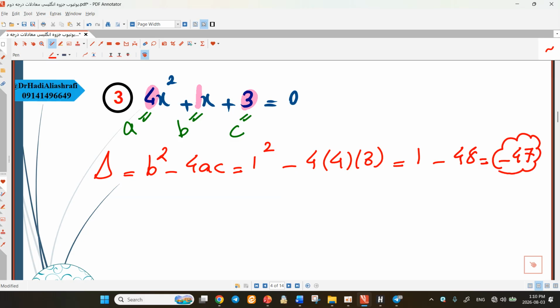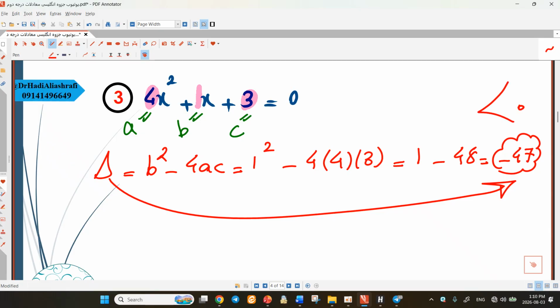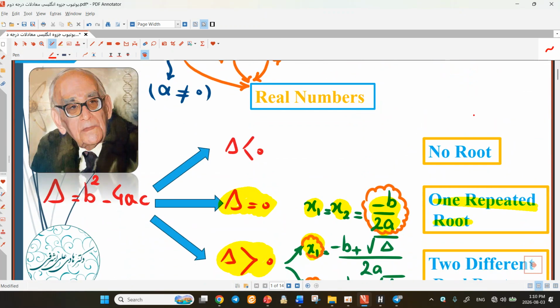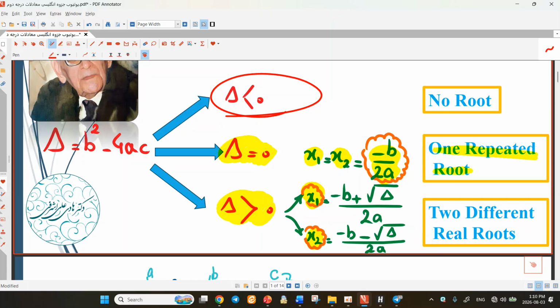The discriminant of this example, pay attention to this point, is negative 47. If it is negative, the equation has no real solution. This is the first type of discriminant, where we have no root. We have no root. Okay.